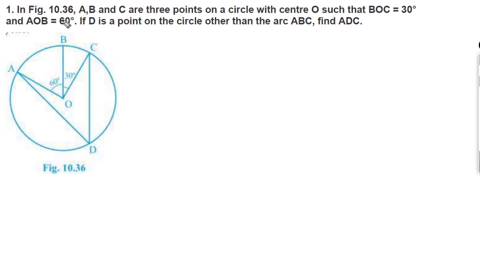In figure 10.36, that means in this figure, A, B, C are 3 points on a circle with center O such that angle BOC equal to 30 degree. So you can see A, B, C are 3 points on the circle. It is given that angle BOC equal to 30. BOC, this angle is 30 degree, you can see it. Angle AOB equal to 60. AOB, this angle is 60 degree. If D is a point on the circle other than arc ABC, so you can see D is a point other than the arc ABC, find angle ADC.